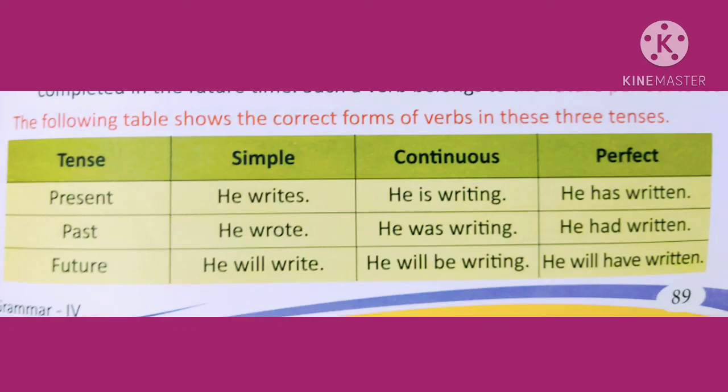Past perfect, had plus third form. He had written. Now future, simple future, will plus first form. He will write. Future continuous, will be plus ing. He will be writing. Future perfect tense, will have plus third form. He will have written. I think with the help of this table, tenses and their different forms will be clear to you.